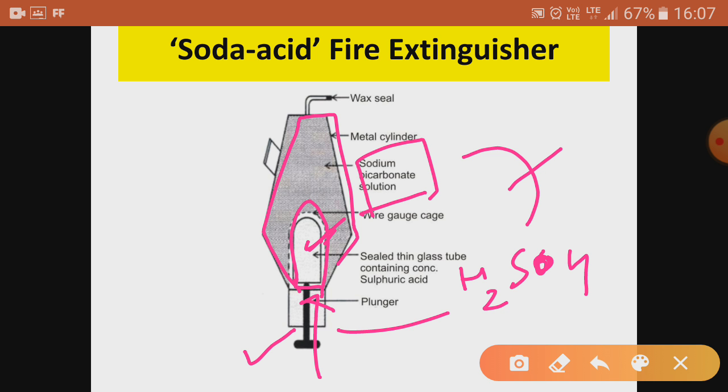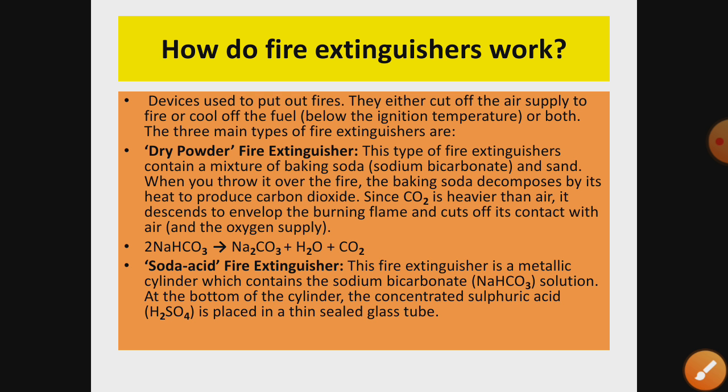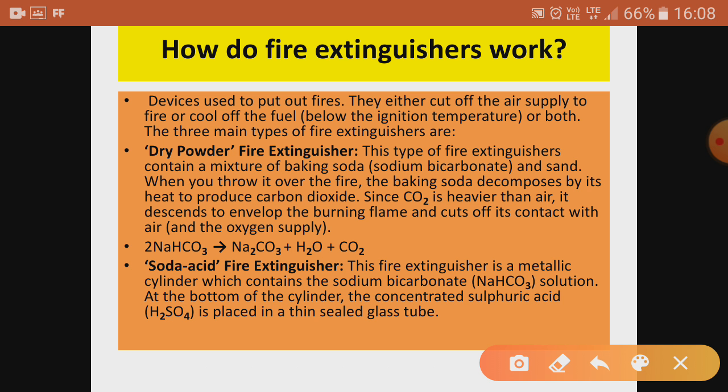It means as soon as we push the plunger, it breaks off the glass tube which contains H2SO4, and H2SO4 gets combined with sodium bicarbonate. And what will be the outcome of this reaction? CO2 will be formed. Ultimately we want CO2 because it does not support burning, it is heavier than the air and it gives a kind of envelope so that there will be a cut off of the supply of oxygen. So this is how it works. You can see here, the dry powder fire extinguisher was having sodium bicarbonate.